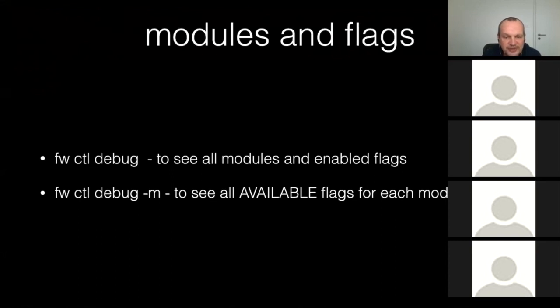So the fwctl debug command, when you push it on the console, will show you all the modules and enabled flags already. And if you are not sure about the syntax or about how a particular flag is spelled, -m or -h will print out the help menu.